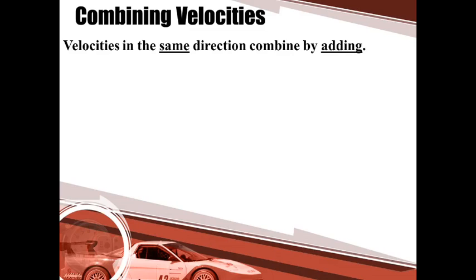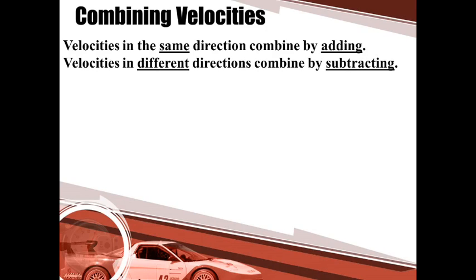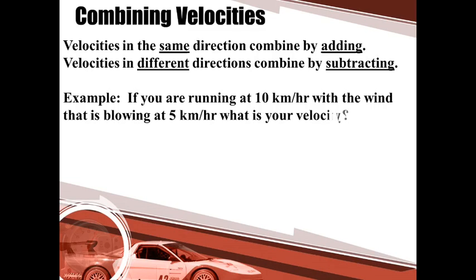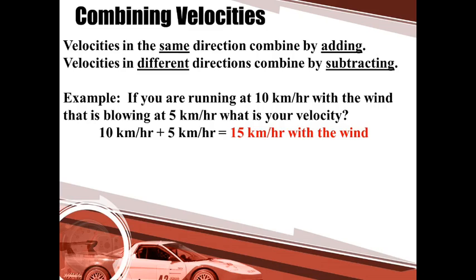Velocities that are going the same direction can be added together. Velocities in different directions can be subtracted. For example, if you are outside and you're running 10 kilometers per hour, the wind is also blowing out there, just like this morning. Ooh, that was a windy morning. Now that wind is blowing at 5 kilometers per hour, and it's at your back. That's going to make it easier to run. So you're running 10, the wind is blowing you 5, they're going in the same direction, all of a sudden you are now going 15 kilometers per hour. Your direction is with the wind.